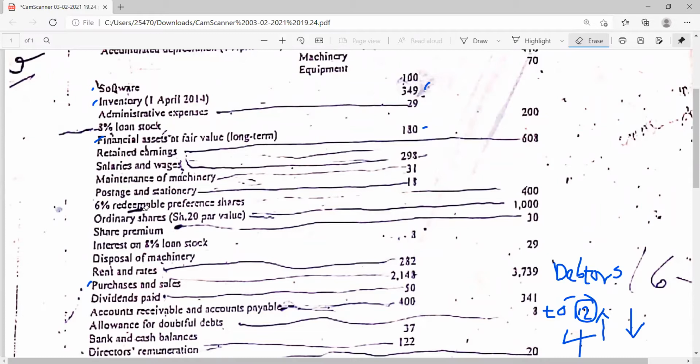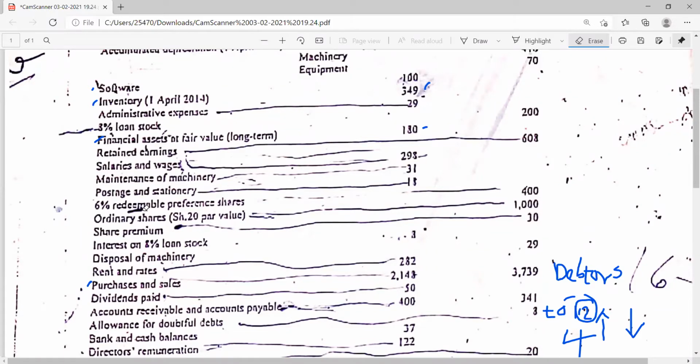After that, yeah, the maintenance of machinery, that one, the 31, we can record it under cost of sales, because already a lot of items concerning machines have been recorded under the cost of sales. Postage, that is obviously rated, the 18, it goes to admin.